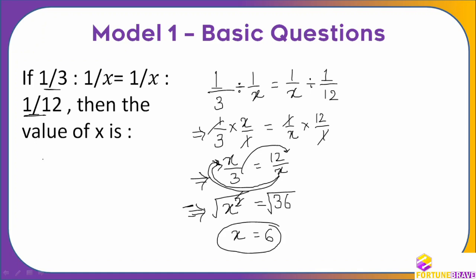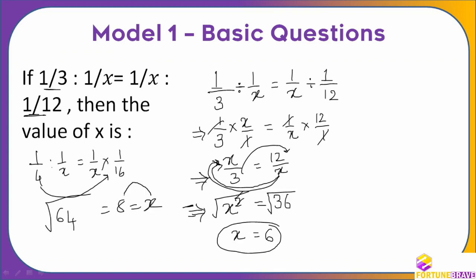Say for example, I'll give you 1 by 4 is to 1 by x is equal to 1 by x is to 1 by 16. In this case, what I'll do, I'll directly multiply this. 4 into 16 is how much? 4 into 16 is 64. So the square root of 64 is how much? 8. Therefore, the answer is x is equal to 8. Are you getting my point? You should be able to understand.